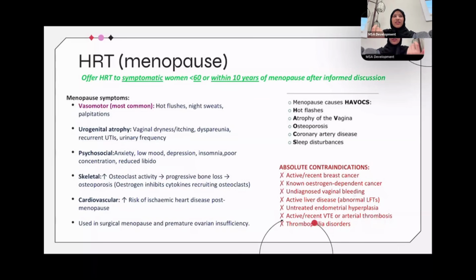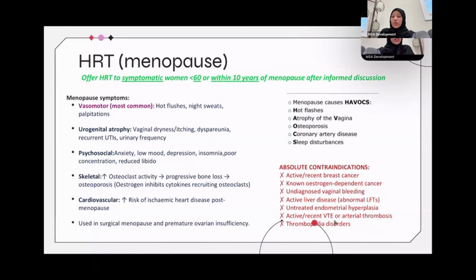Vaginal bleeding can be caused by a lot of things. It can be caused by a suspected pregnancy, and you don't want to give something when you don't know the cause. So don't give it to someone who has bleeding we don't know the cause of. There's also untreated endometrial hyperplasia, which can cause endometrial cancer, right? Cancer is always a bad thing.